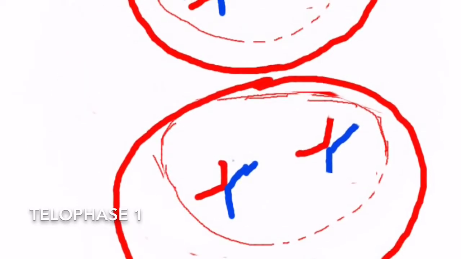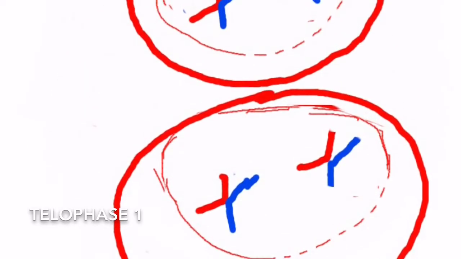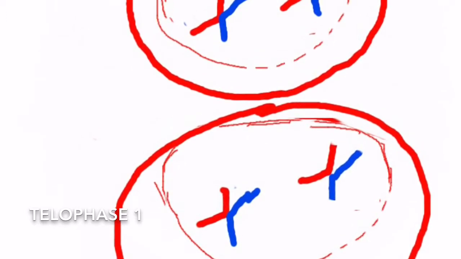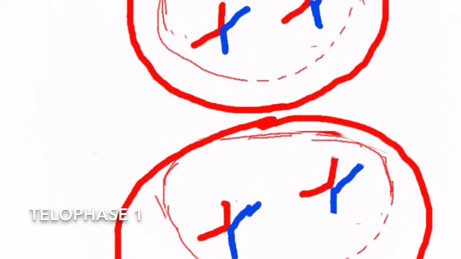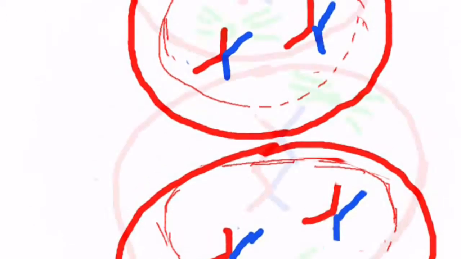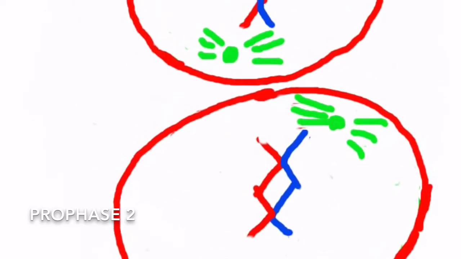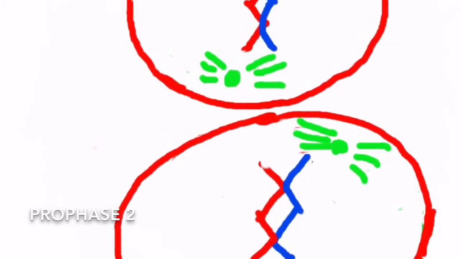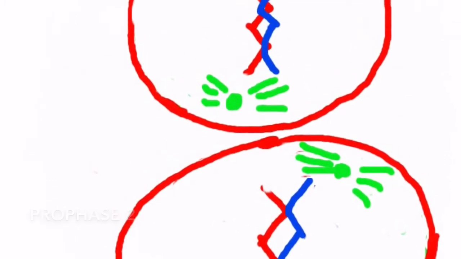In telophase 1, the nuclear membranes enclose the separated chromatids, and the cell membrane completes its constriction to form two cells, each with the same number of chromatids as the parent cell. In prophase 2, the homologous chromosomes do not duplicate, but they merely separate.